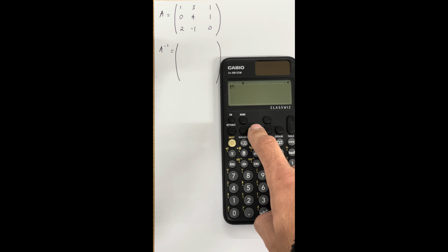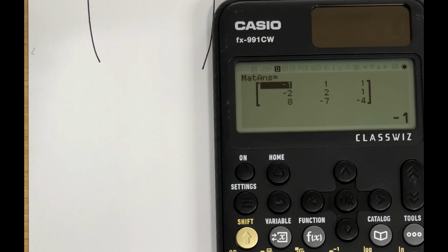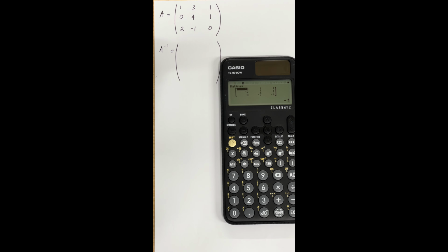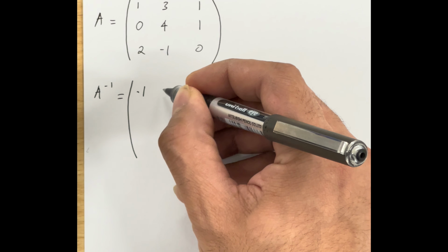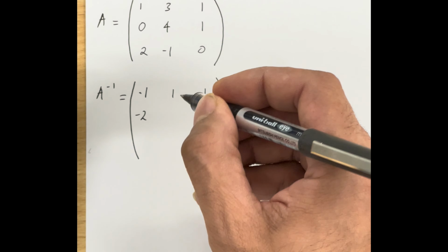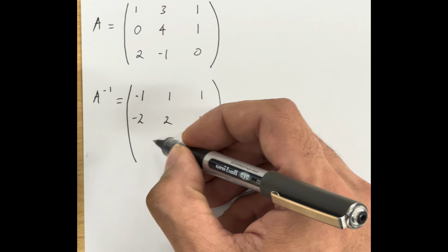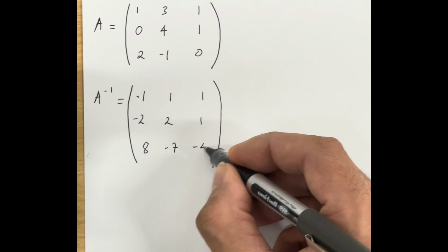Okay, so I can do a backspace, select catalog, select OK for matrix, go down to Mat A, select OK, and then select equal. And that is the inverse of the matrix A. So now I've got A inverse, which has entries minus 1, 1, 1, minus 2, 2, 1, 8, minus 7, and minus 4.